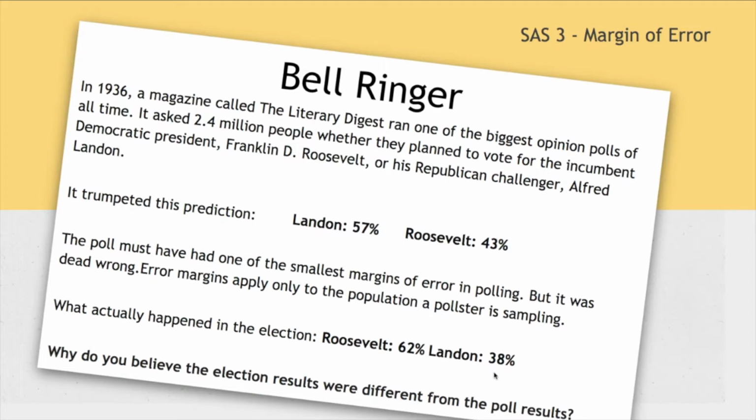Now, think about this. We don't know what margin of error is. We're learning what that is today, but I want you to know something. This was wrong. Error margins apply only to the population of pollsters sampling. Now, keep that in mind. We'll talk about sampling errors in another lesson, but the margin of error is something we're going to look at very carefully. Now, what actually happened in the election? Roosevelt won by a landslide, 62% to Landon's 38%.